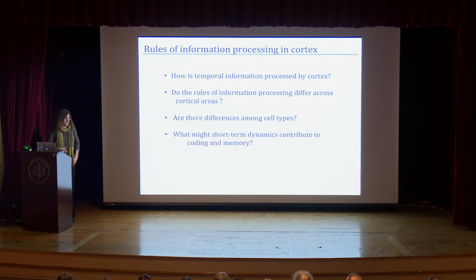There are very good reasons to think that those statistics differ for different types of sensory stimuli. So do we see any evidence or substrate for that in the processing properties of different parts of cortex? Are there differences in these rules among cell types? I think cell types are very important. They have different biophysics. Do we see any evidence for differences in processing rules at the level of cell types?